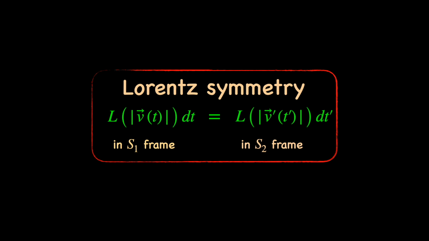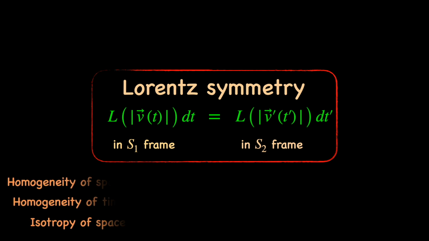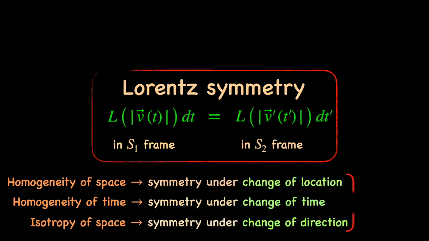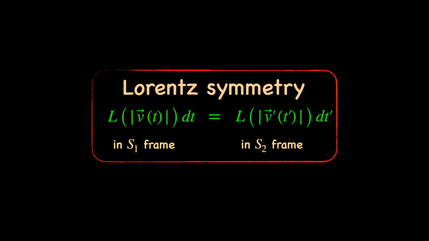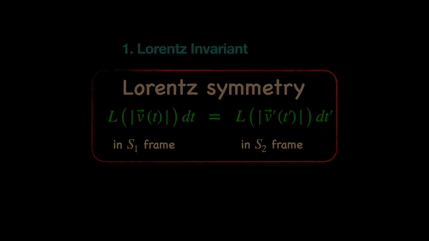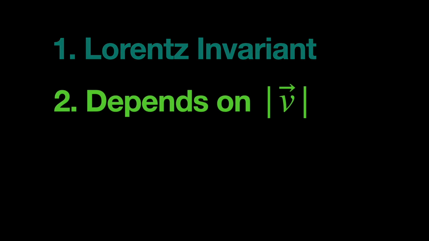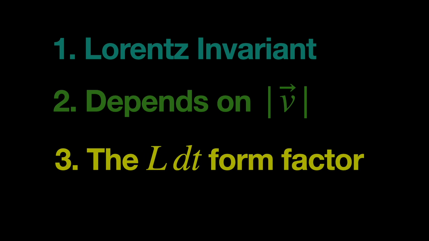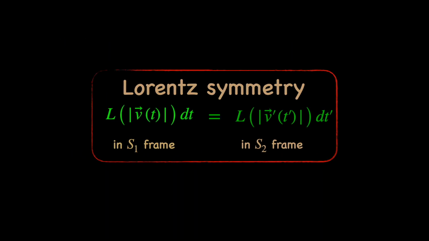Notice why we had to consider L dt here, unlike what we did in the earlier cases of homogeneity and isotropy. There, the symmetry conditions were imposed on the Lagrangian alone, because these symmetries did not involve the change of inertial frame, so the dt did not change. Anyways, all these symmetries tell us to look for something which is Lorentz invariant, depends on the magnitude of the particle's velocity, and can be cast into this L dt form factor as a viable candidate for the free relativistic particle action.